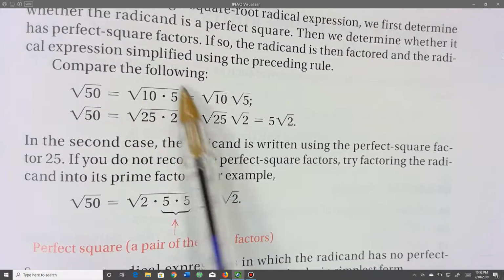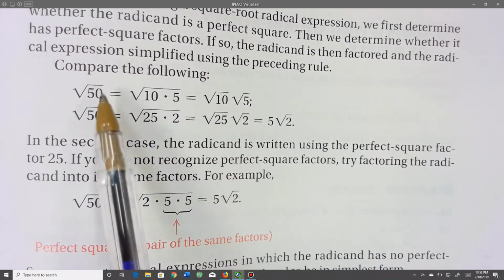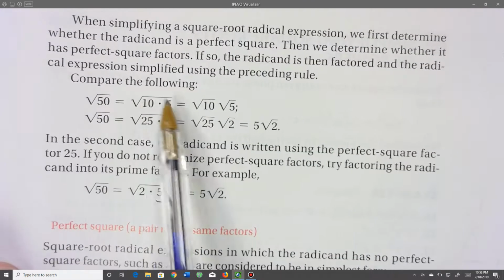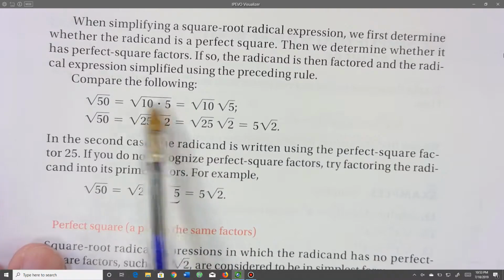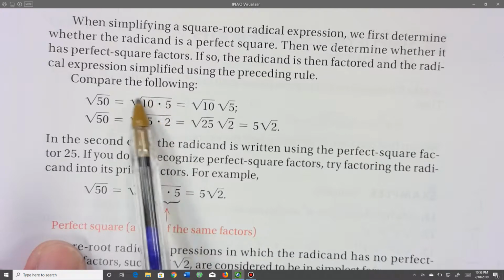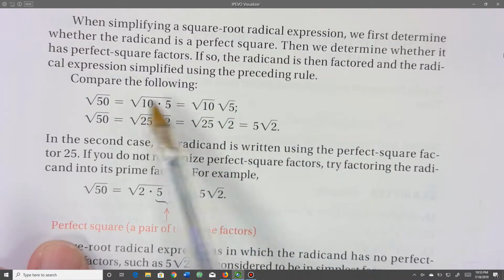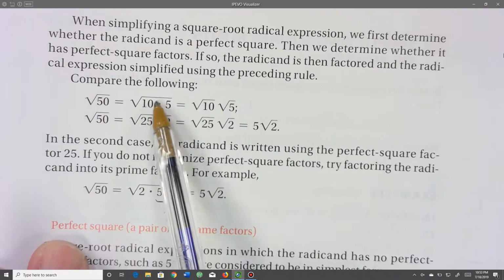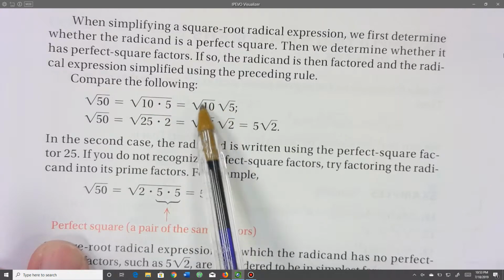Okay, so think about the multiplication rule of radicals in this way. In this case, the square root of 50 means the same thing as the square root of 10 times 5. See, they found the factors of 50, and then they left this. Well, in this case, you can't simplify it any further. Just remember that you can do this. You can find the factors and split it up, because this means the same thing as this.